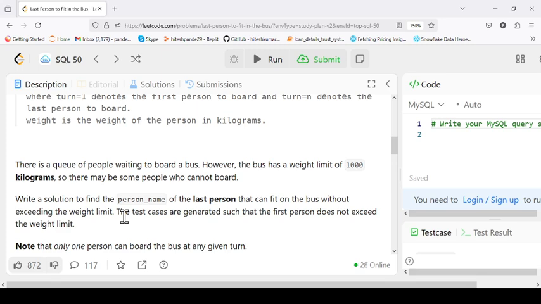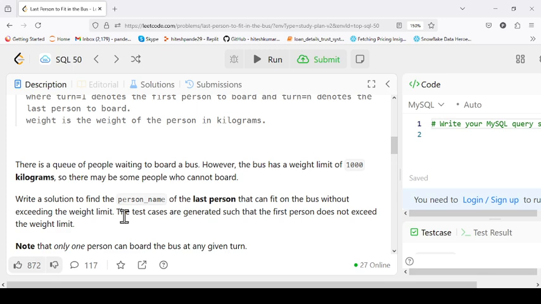Of course, after 1000 kg of passenger weight, no single person is allowed to board the bus. They cannot board. Okay. So we have to write a solution to identify the person name of the last person who can fit into the bus without exceeding the weight limit, that is 1000. That means we have to identify the name of the person who entered last into the bus, such that while adding their weight to the total weight, the total weight does not exceed 1000. So we have to identify the name of that person.